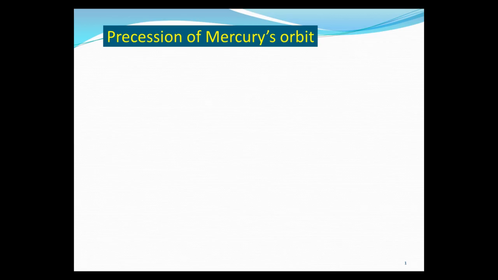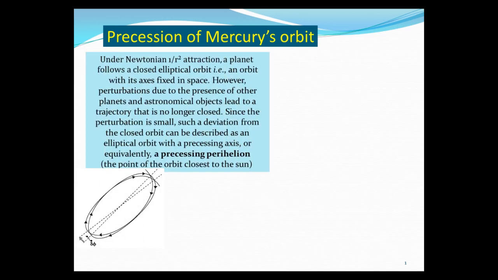Okay, we're going to talk about Mercury's orbit, and basically any particle's mass. The problem applies to the geodesic of a particle's mass in the Schwarzschild space-time. Under Newtonian 1/r² force attraction, a planet follows a closed elliptic orbit. That's an orbit with its axis, major and minor axis, fixed in space.